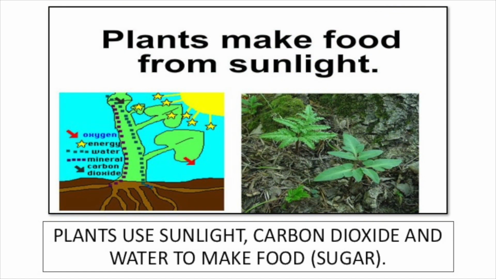Plants use sunlight, carbon dioxide, and water, to make food. Yes, and the food that plants produce is sugar. Yes, plants produce food, which is sugar. You can see here in this diagram, the sunlight, the oxygen, the water and minerals is how the plant produces food. Now, can anybody remember the process, the very long word we use for plants producing food? Don't worry, it's on the next slide.